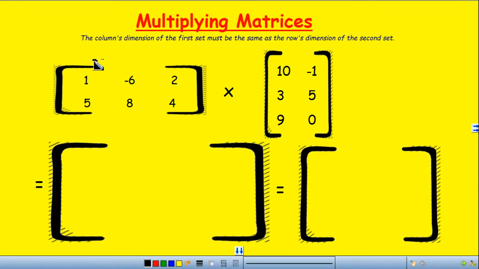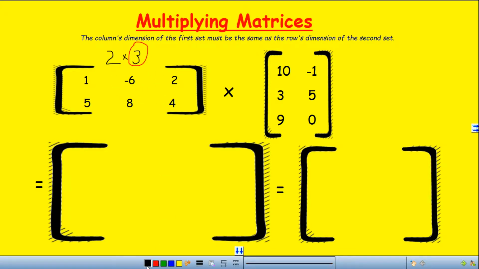Whenever we are measuring the dimensions of matrices, we measure it by counting the number of rows, and in this case, it is 2, by the number of columns, and in this case, is 3. So the dimensions of the rows are 2, dimensions of the columns are 3. So we're going to look at 3 as our columns dimensions of the first set.